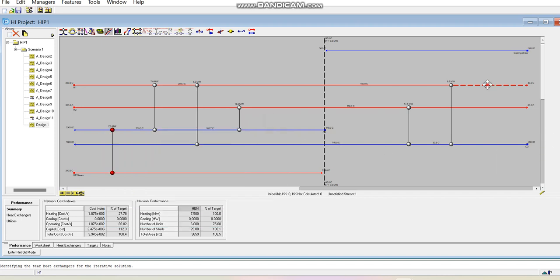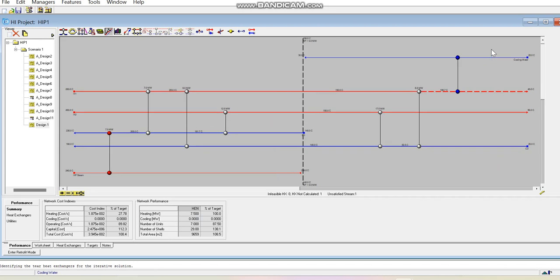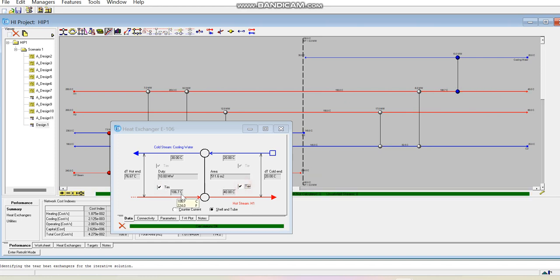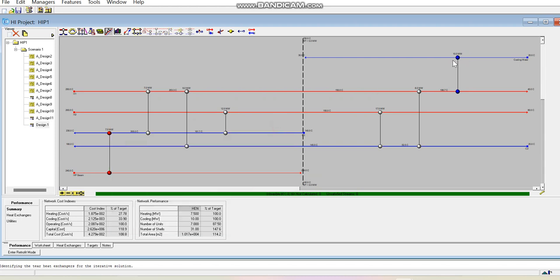Okay, now we are going to place a heat exchanger here. And this is the utility. So I'm matching this with the cold water and double click, tied. It is entering at 106 and leaving at 140. So 10 megawatt is the cooling utility. So this is the heat exchanger network design for the problem.